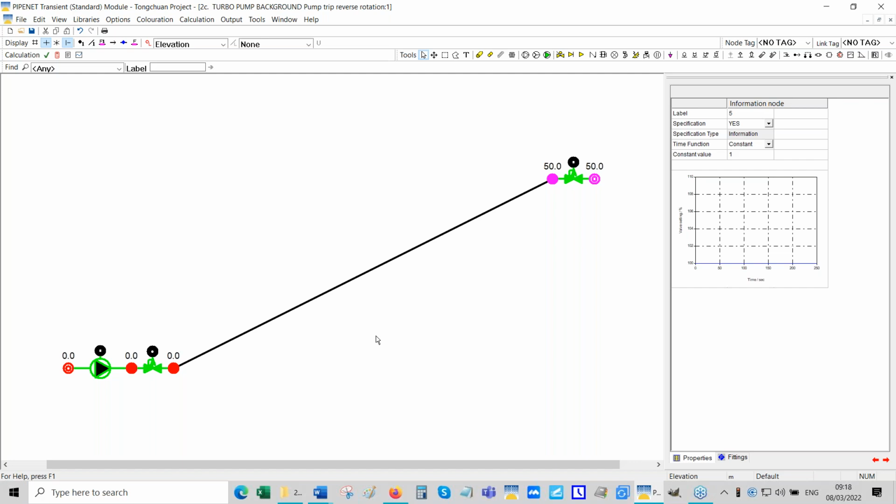quantitatively. We cannot simply say, oh, I think this is what's going to happen. You know, maybe 10, 15 years ago, we had to do that because PIPENET was in its infancy. Although the transient module has been around for 25 years, it's only in the last 10 or 15 years that people have started actively understanding the importance of transient analysis.